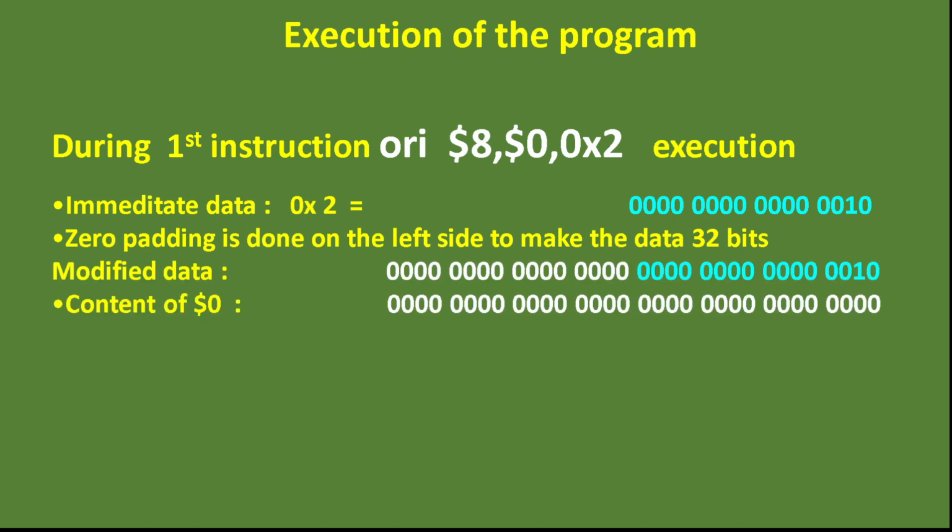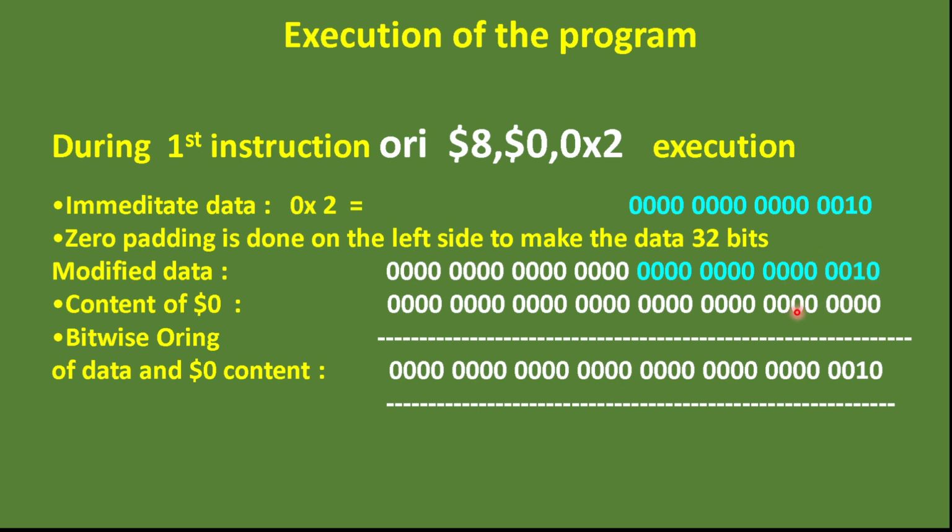And then we have this $0. So what's the purpose of using $0, or 0, right? That is register 0, right? So register 0 always contains 0 value. So all the 32 bits will have 0 value inside this zero register. Because of the ORI instruction, bitwise ORing of this data and that is $0, that means register 0, will happen. So this is your 0x2, and this is the content of the 0 register. We are going to do the bitwise ORing because of this ORI instruction.